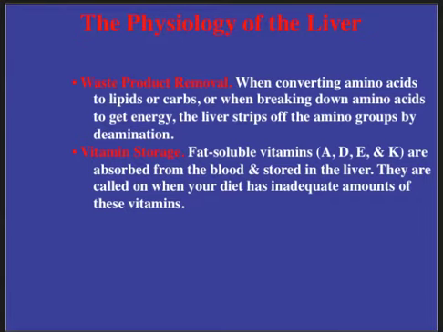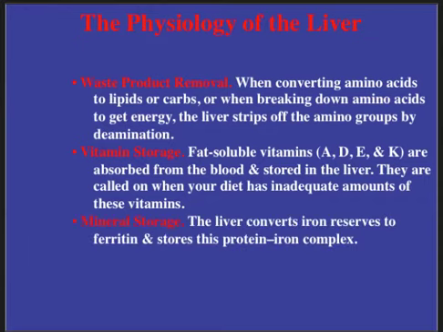Okay, the liver is also involved in vitamin storage. The fat-soluble vitamins, remember those are A, D, E, and K, are absorbed from the blood and they're stored in the liver. They're called on when your diet has inadequate amounts of these vitamins. Now, a word about fat-soluble vitamins. They are in a way good and in a way bad. They're good because they're primarily cofactors for enzymes that generate the energy we need to run the human body. Cofactors are basically like little tools that enzymes use to perform their job properly.